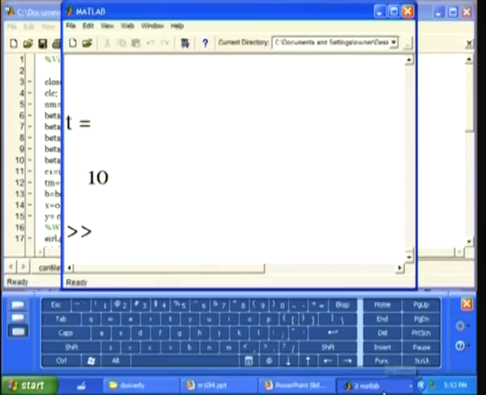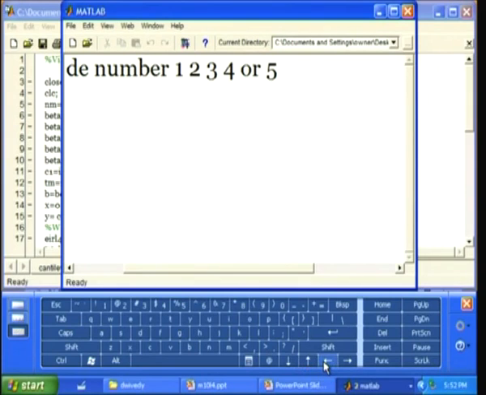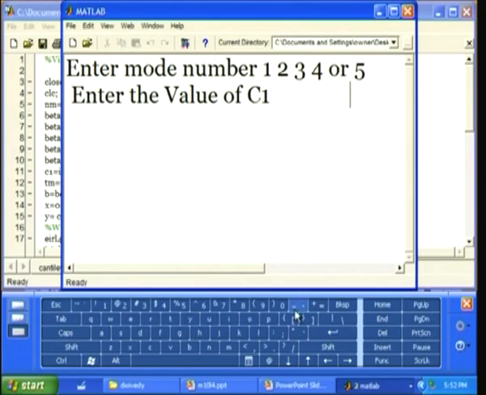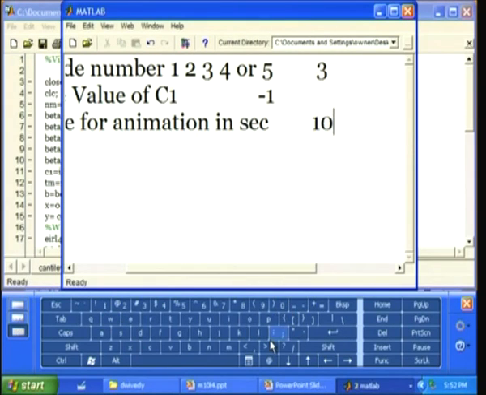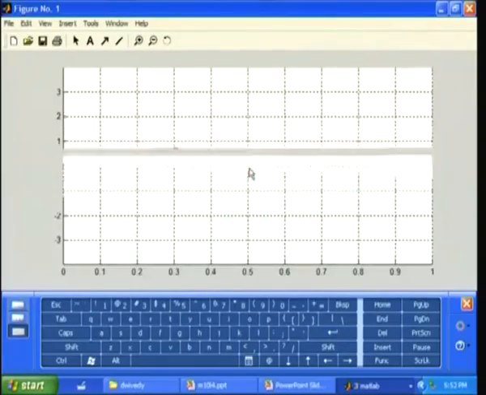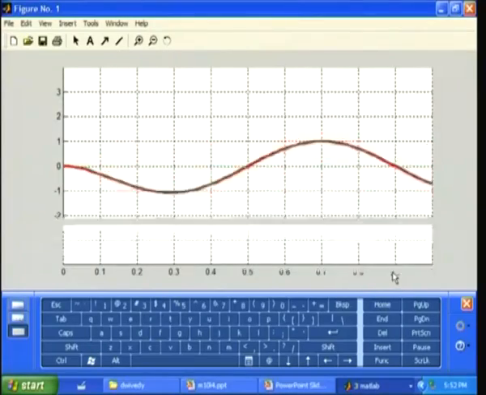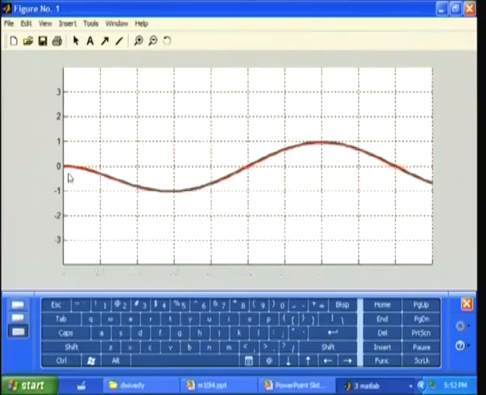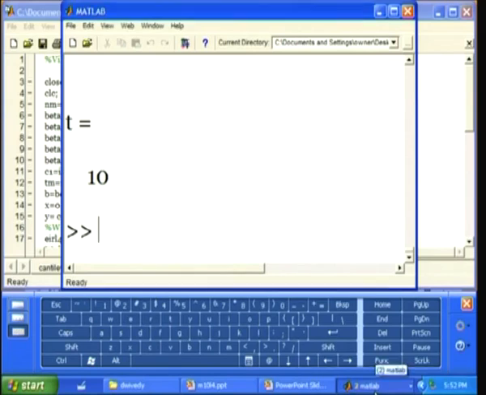So, let us see the third mode. In the third mode you will be able to see that there are 2 different nodes present. Let us simulate it for 10 seconds and see. Note that there are 2 points at which there is no vibration, at 0.5 and at 0.9, and at 0 the slope is equal to 0. So, we will see the fourth mode.